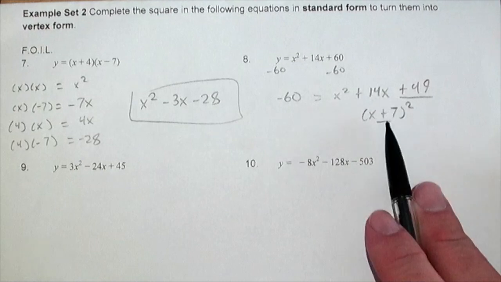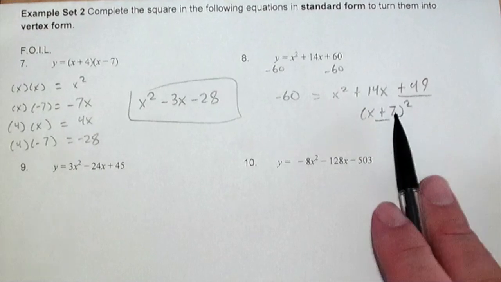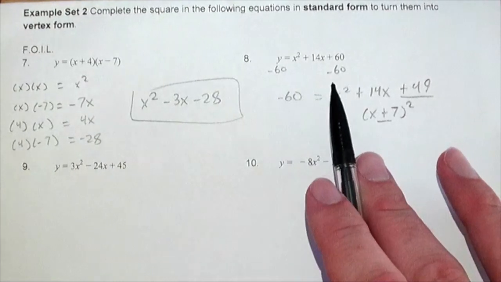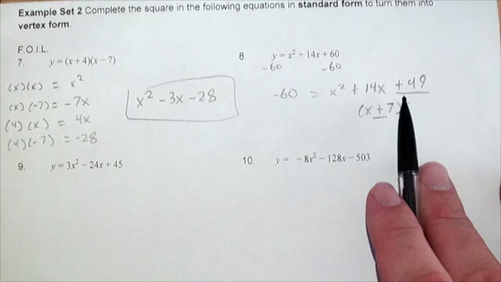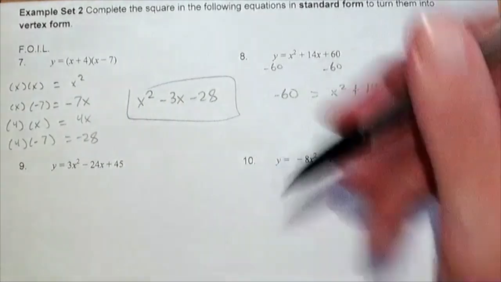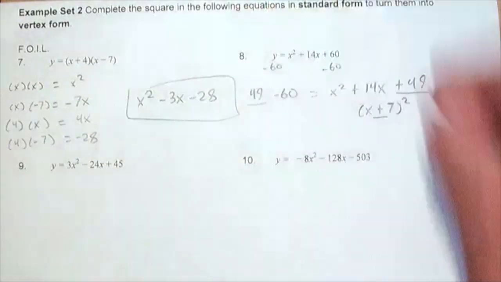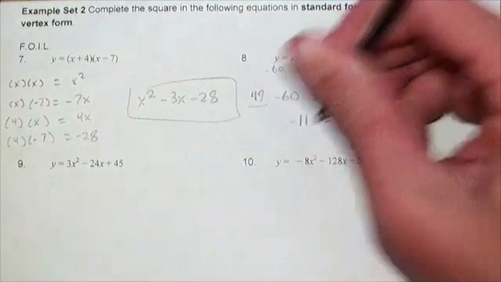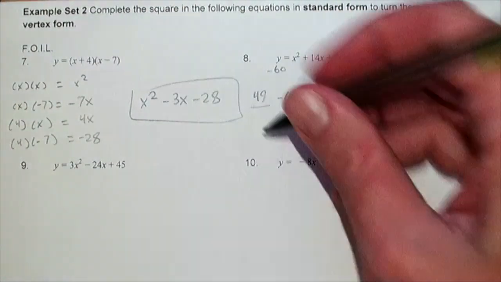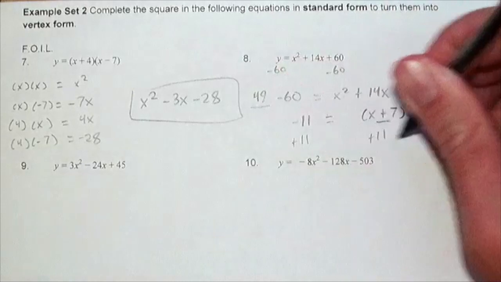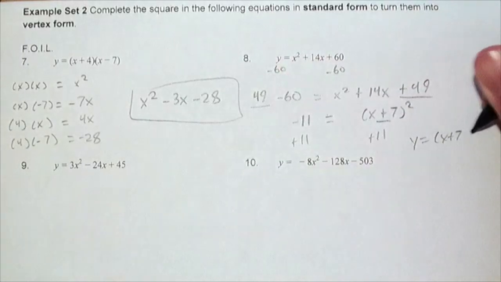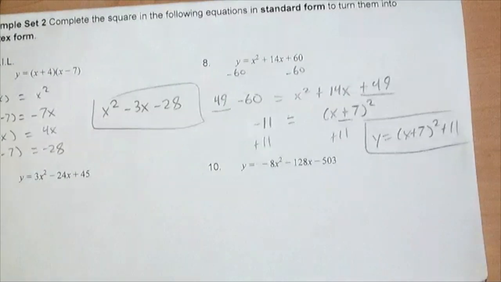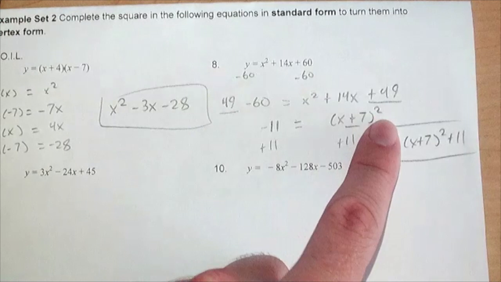So this is the right side of my equation. We finished the right side. On the left side, we have to add 49. Because if you do something to one side of an equation, you have to do it to the other side. So 49 minus 60 will give me negative 11. And then we just move that number over to the other side. And we have the vertex form, which is another great form. The bad form, good form.